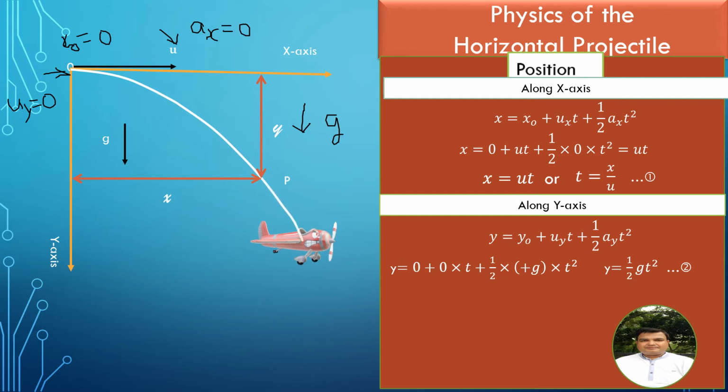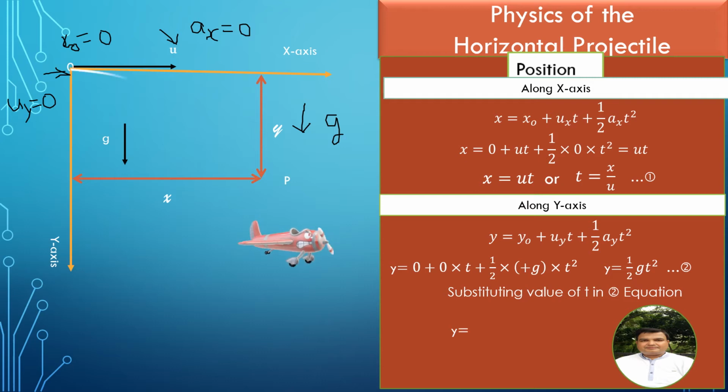In the first equation we have the value of t, we can substitute it here. Substituting the value of t in the second equation, what are we getting? y equal to half g, t is how much? x by u, that's why the whole squared.